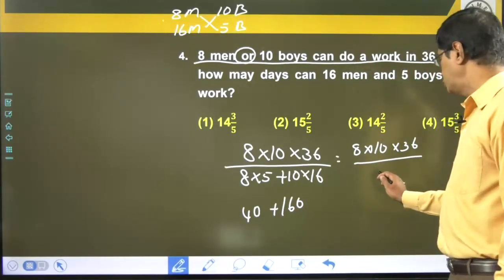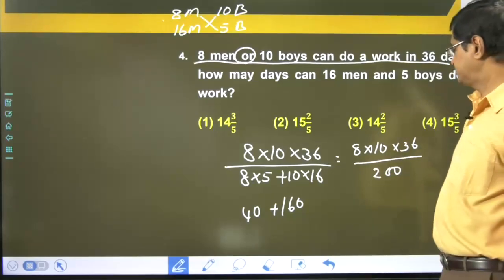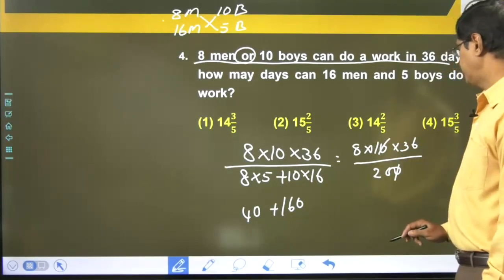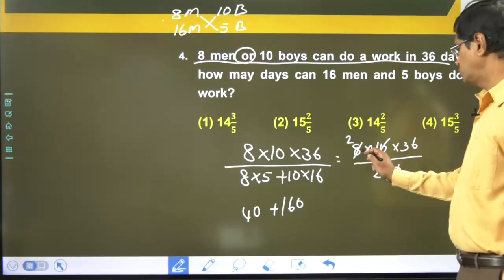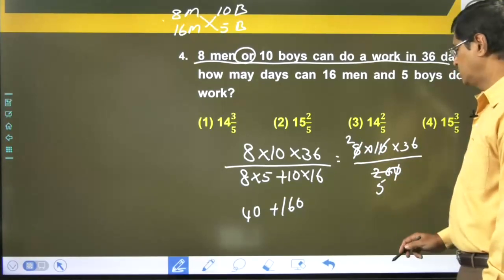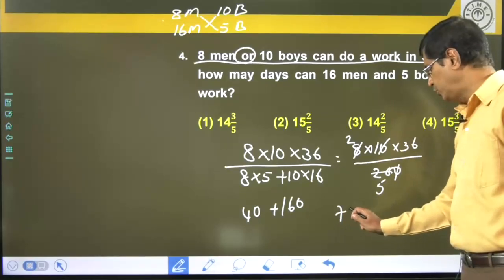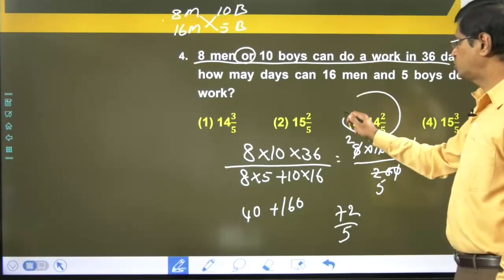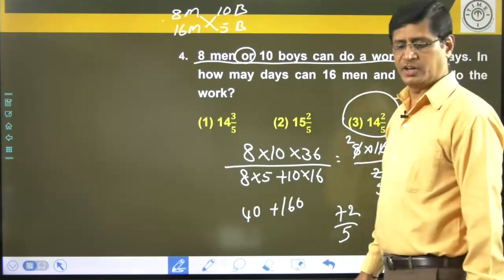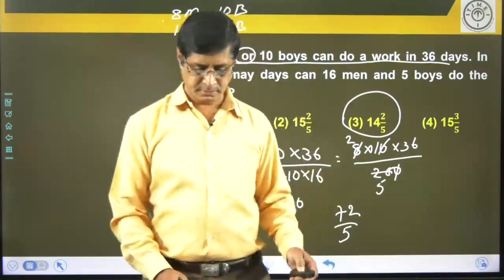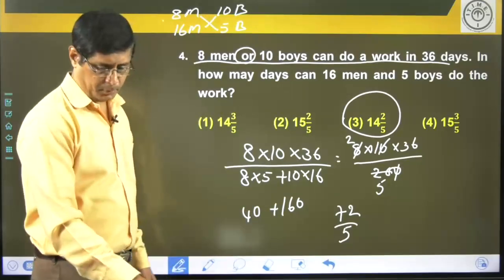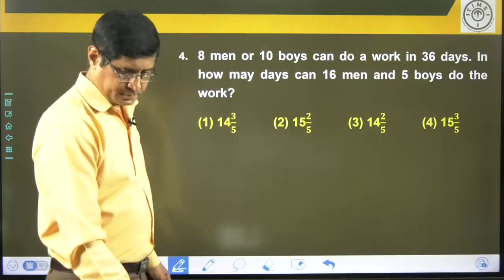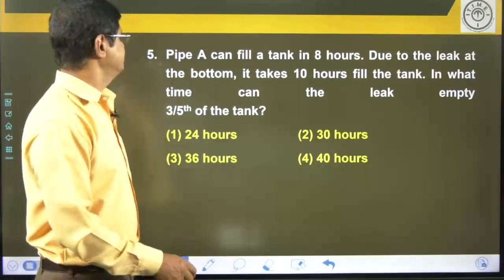How much is the sum of these two? That is 200. Now the cancellation. So 0 to 0 we can cancel. 4 goes 2 times, 4 here 5 times. The result is 72 by 5. The right choice, option 3. Third choice is the right answer. That is the alternate approach. Now look at the next example.